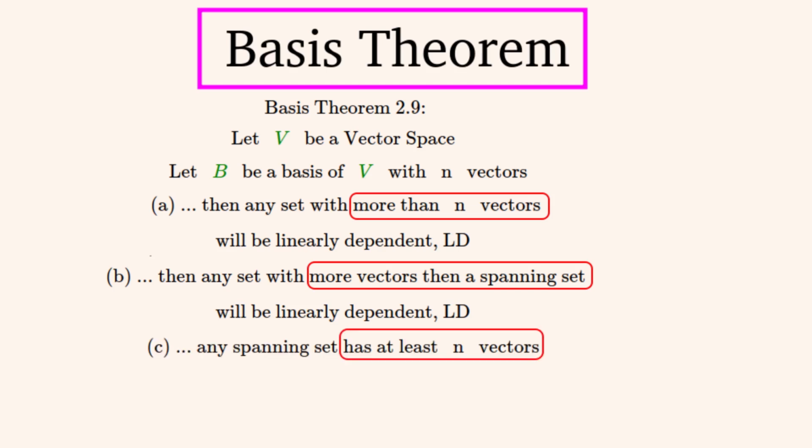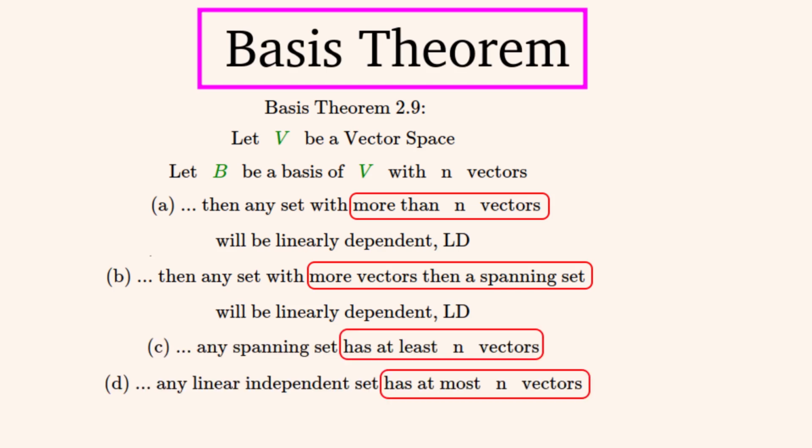Then we'll prove this, which uses part B. Then we'll prove this statement, which says that there's a limit to the amount of vectors in a certain set. Then finally we'll prove this, which is what we're leading up to, that any basis will have the same amount of vectors for any particular vector space.